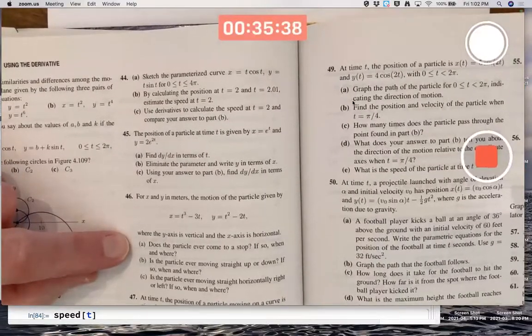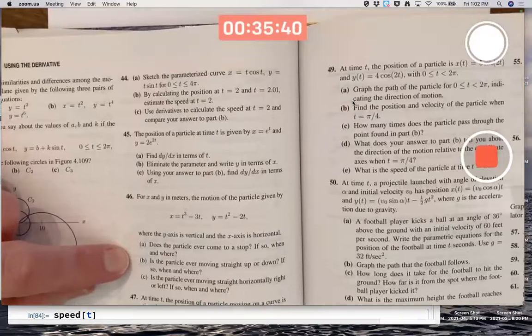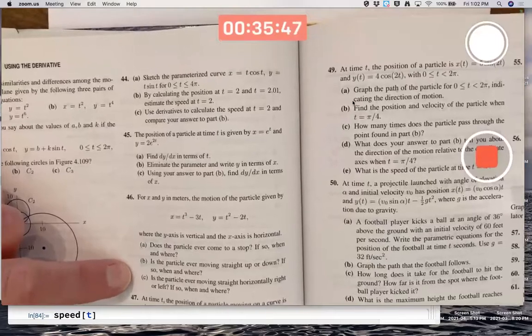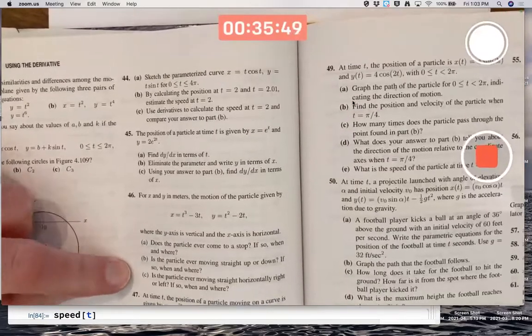Question A, does the particle ever come to a stop? If so, when and where? B, is the particle ever moving straight up or down? If so, when or where? And part C, does it ever move straight horizontally, right or left? All right, let's see what we can do with these questions here.